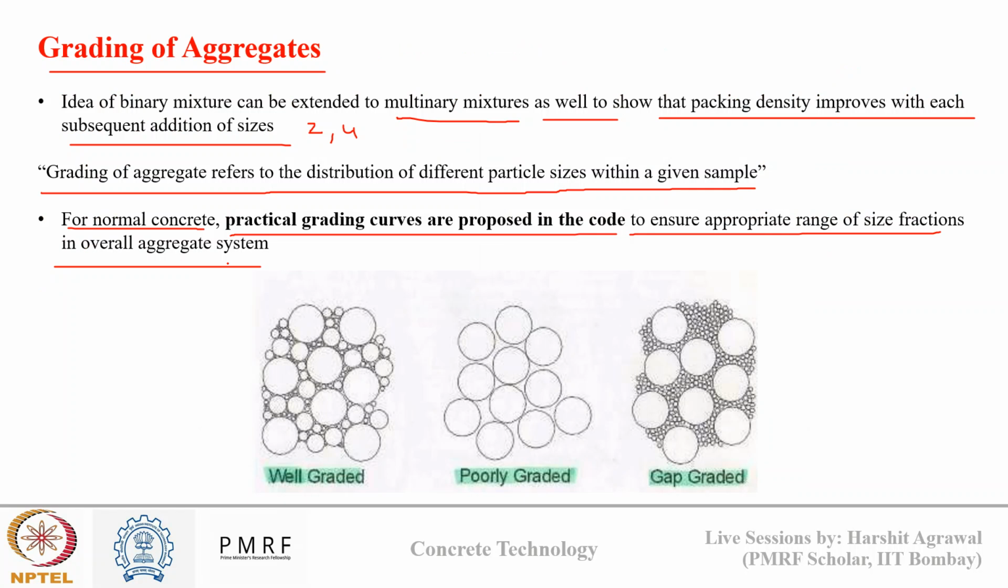We talked about this in the last session also. We have well graded aggregate, poorly graded aggregate, and gap graded aggregate. In well graded, we saw that in between larger particles, smaller particles were able to properly fill the void spaces, and that's why they are known as well graded. In poorly graded, there will be larger void spaces in between because they are single sized aggregate. And in gap graded, there will be only two sizes of aggregate and no distributed sizes of aggregate. That's why they are known as gap graded.